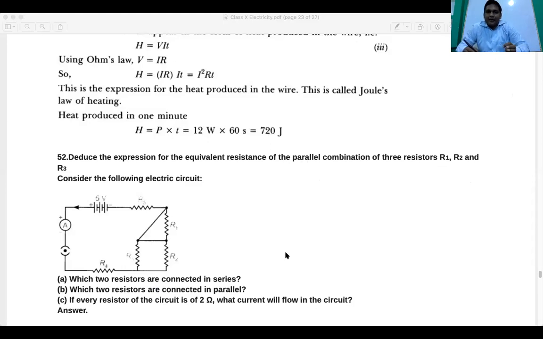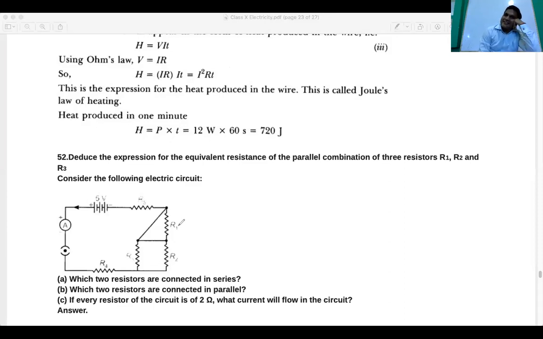Okay. So coming to the next part, that is the numerical part. Consider the following circuit. They are asking which 2 resistors are connected in series. So you have to identify this one. Is it R2 and R3, or R1 and R3?